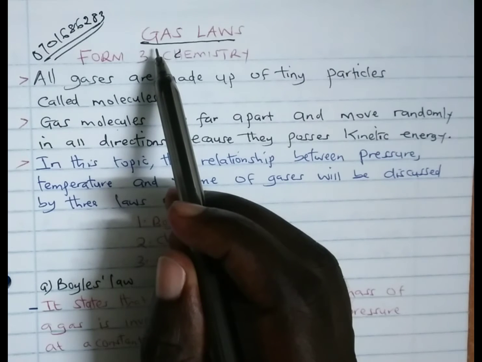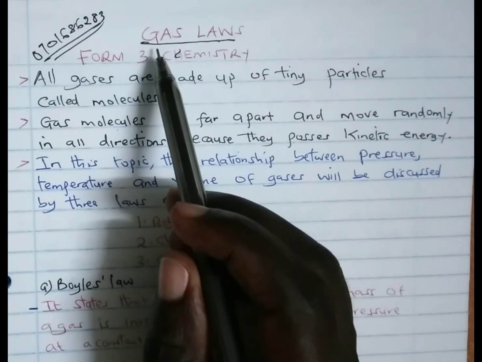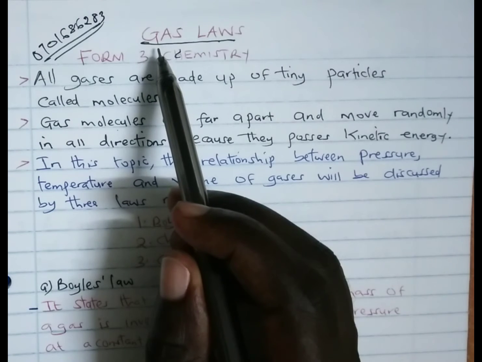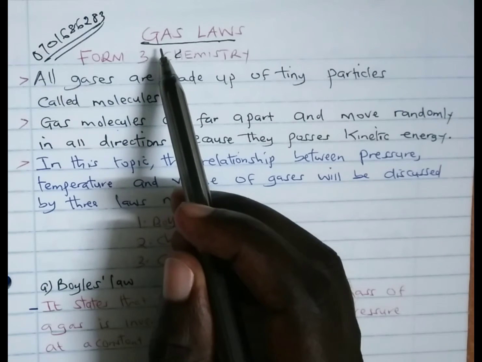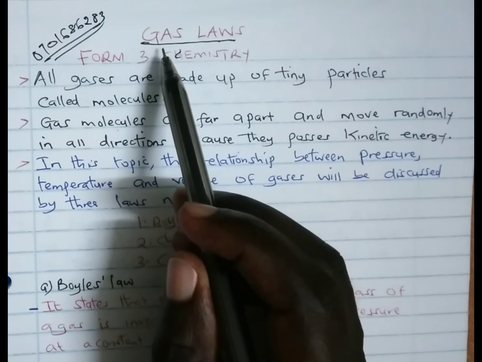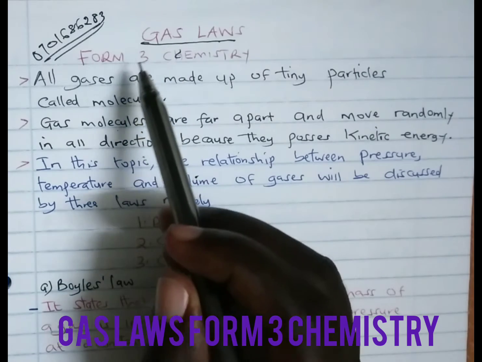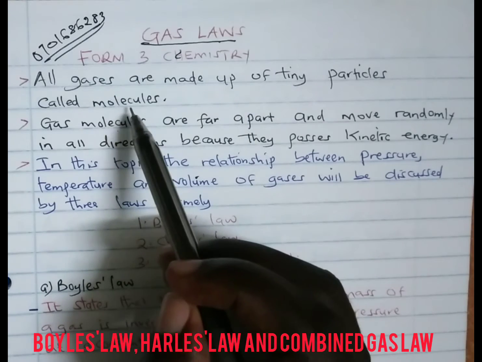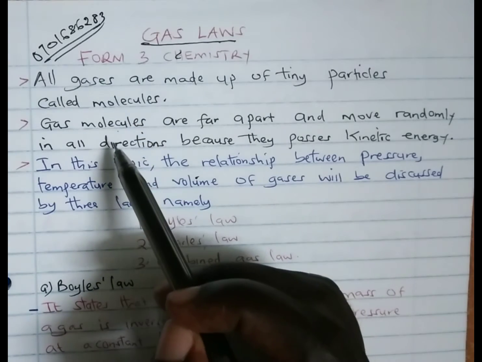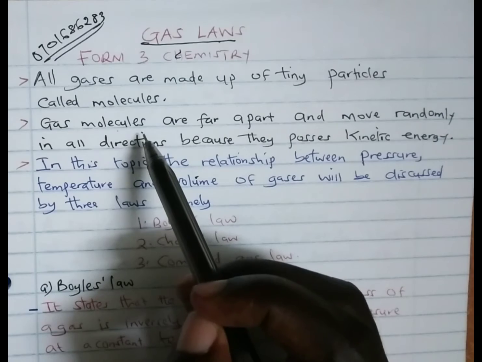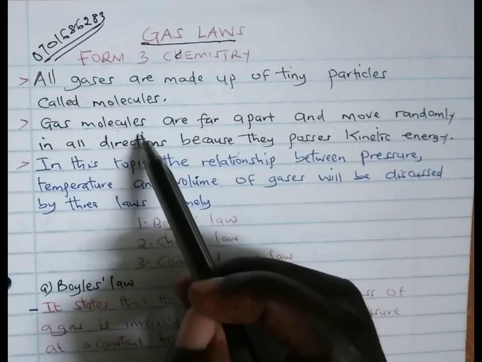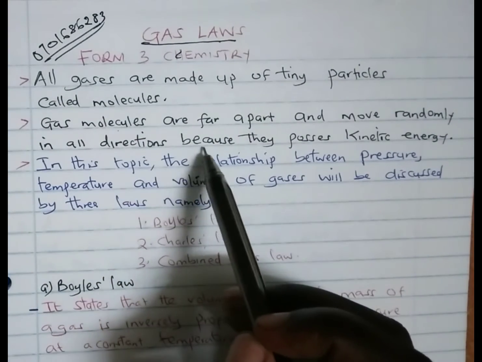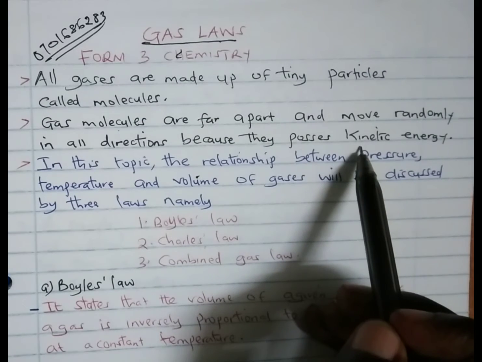In Form 1 we talked about matter and we said matter exists in three states, namely solid, liquid and gas. We know that all gases are made up of tiny particles known as molecules, and these gas molecules are far apart and move randomly in all directions because they possess kinetic energy.